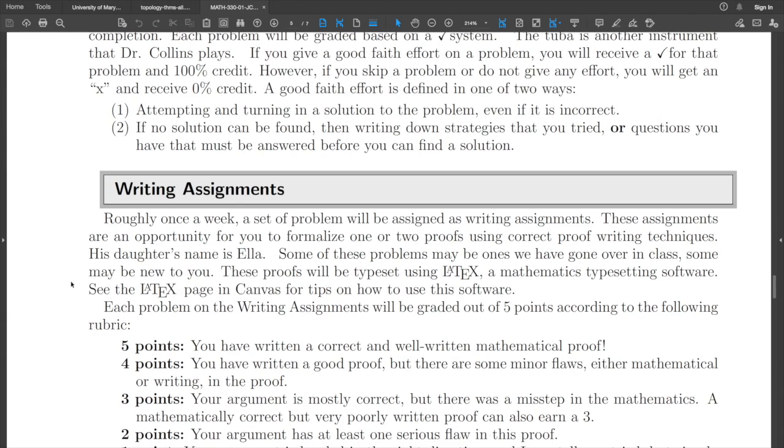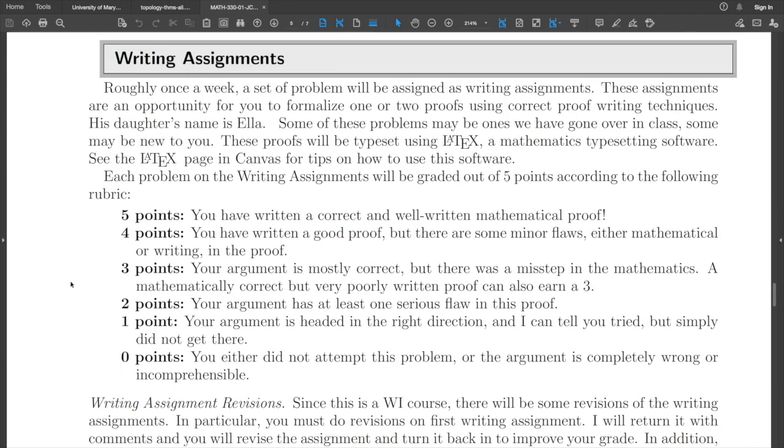All right, two more things are part of your grade. One is a writing assignment. Writing assignments are opportunities for you to take a proof and make it just completely polished. These are really focusing on the writing aspect of proof. Some of these are going to be proofs that we've already done in class. So the proof has already been produced and we've already talked about it as a class. And so really all I'm testing is, can you polish that proof down to within an inch of its life and make it absolutely perfect?